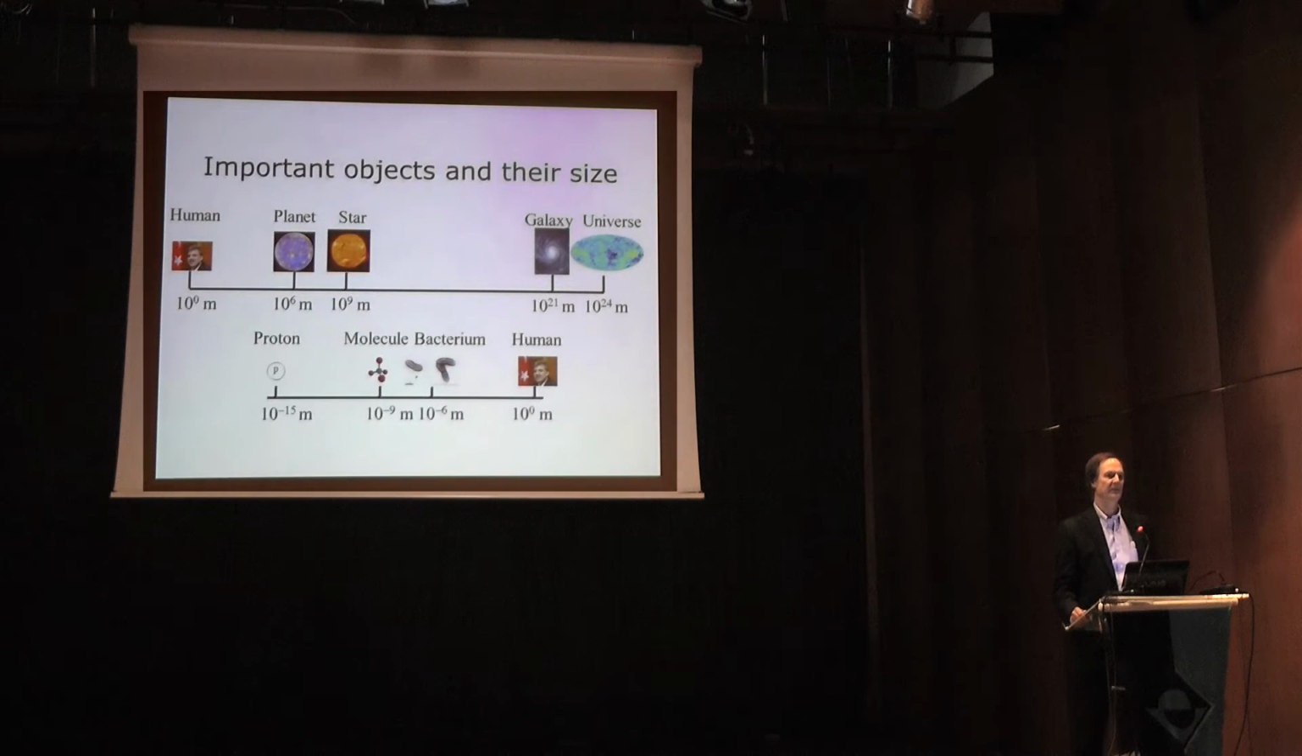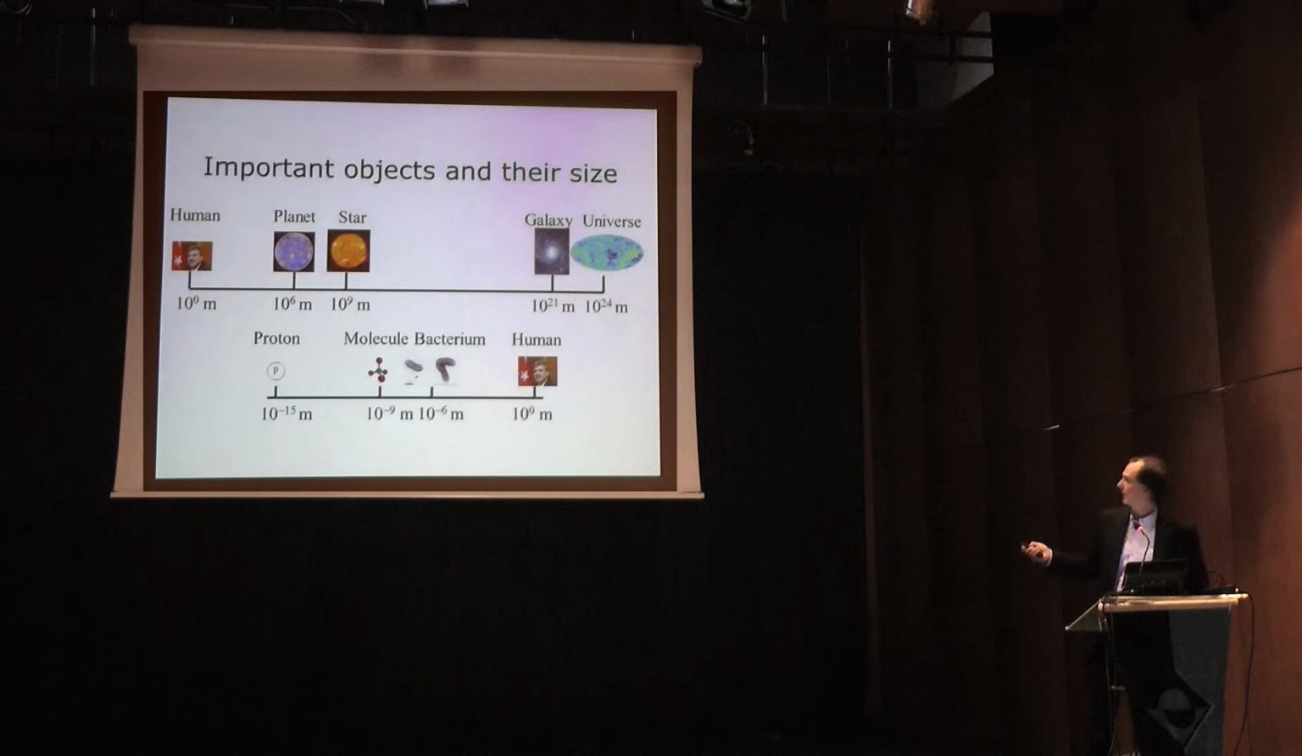Last time I also introduced this slide of sizes of objects in the universe, ranging from the universe itself, the part that we can see, the visible universe, 10 to the 24 meters. Our galaxy, 10 to the 21 meters. Stars, like the sun, 10 to the 9th meters. Planets, and then down at the human scale, people.